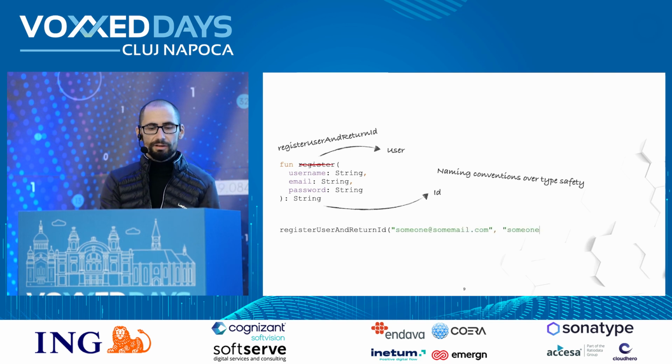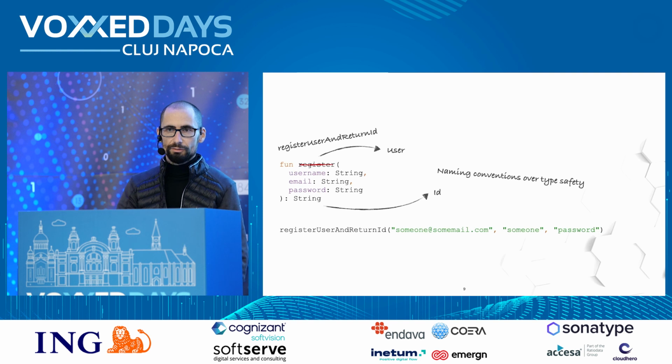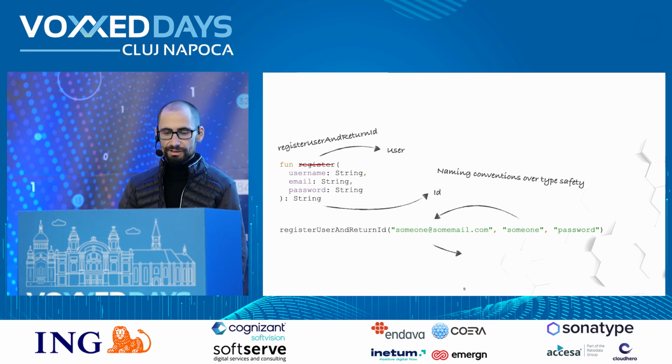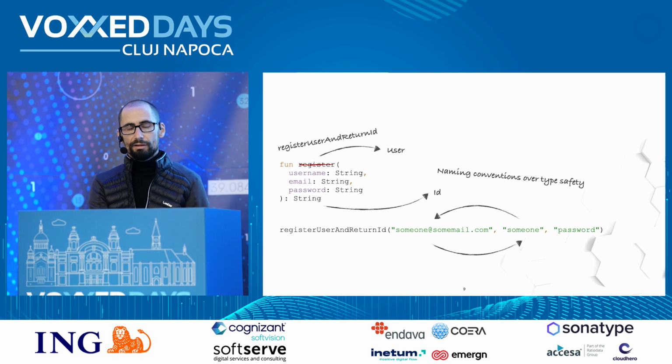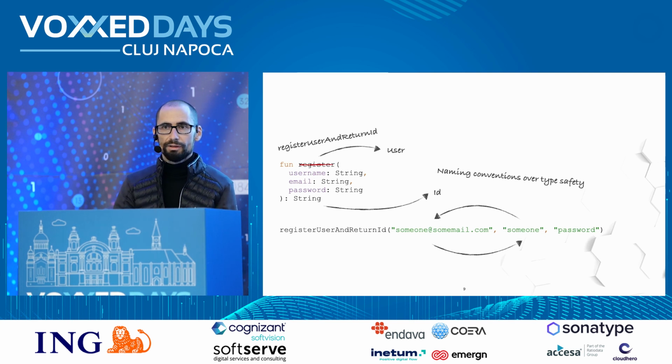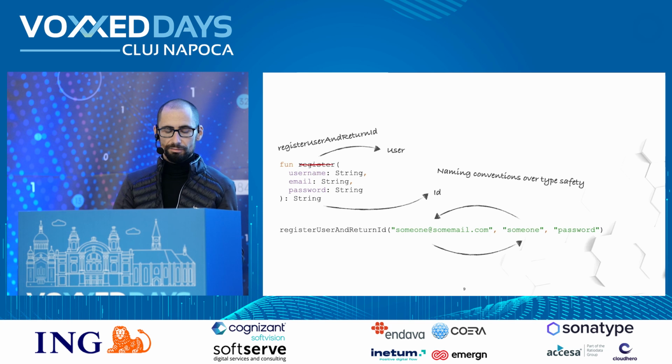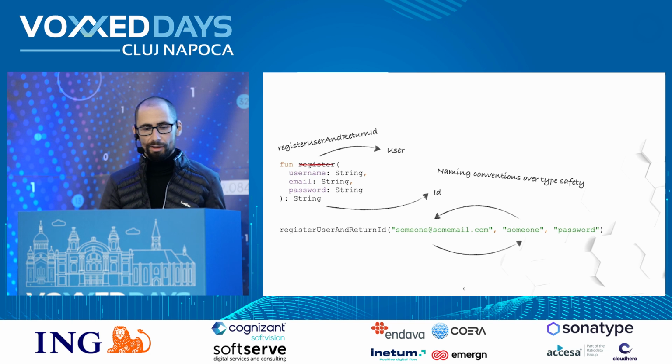Now, if we invoke this function, we're going to see that we have a problem here. The first one is that we passed the username instead of the email address and vice versa. And by doing this, we end up with corrupt data, with invalid data in our domain. And moreover, the compiler cannot help us because the compiler has no idea what a username is. The compiler knows that, okay, I need 3 strings. I have no idea how to differentiate between your types. And it's a valid thing.